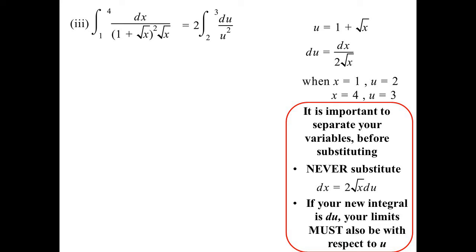Now, with the limits, if your new integral is with respect to u, then your limits have to be with respect to u. You don't leave the old limits on there. So it's a complete substitution. You've replaced every instance of x or things that refer to x. So the numbers that refer to x, you need to replace those as well. All right, let's do the integration then.